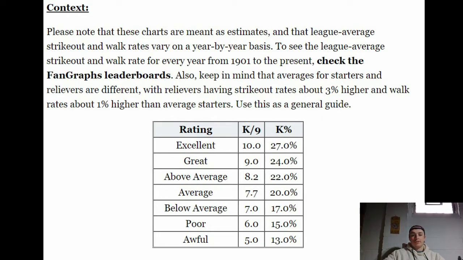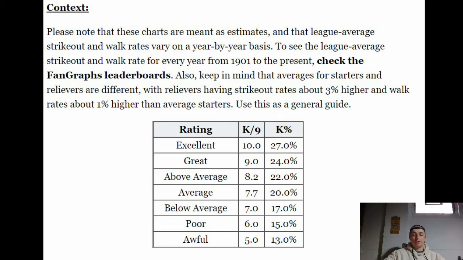So it's a good number. It's a good estimate to see roughly how many strikeouts a pitcher is going to throw per outing. And you can see in the table, it gives you the league averages in terms of what's good and what isn't for a K per 9. So you can go through: excellent is 10 strikeouts per 9 innings, great is 9, above average is a little over 8. Average is right around 7.7, below average is 7, poor is 6, and awful is 5.